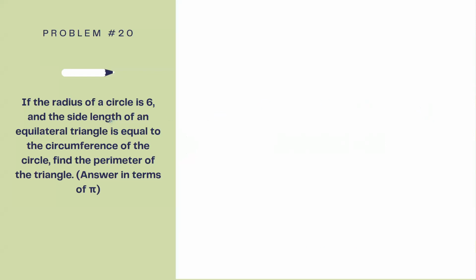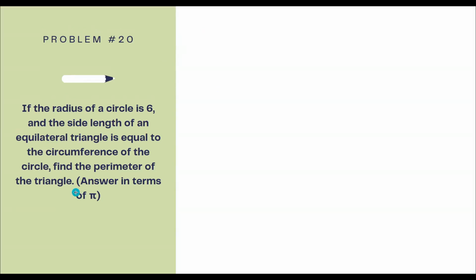So if the radius of a circle is 6 and the side length of an equilateral triangle is equal to the circumference of the circle, find the perimeter of the triangle. Answer in terms of pi. What do you think is the answer? Again, the problem needs an answer in terms of pi, so you don't need to simplify the pi. We all know that pi is equal to 3.14.